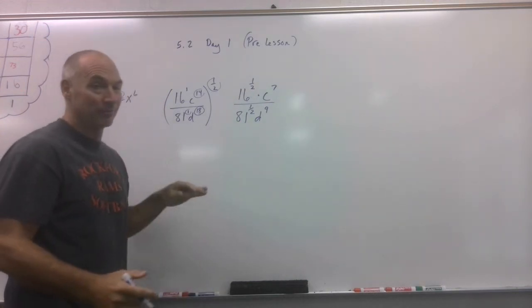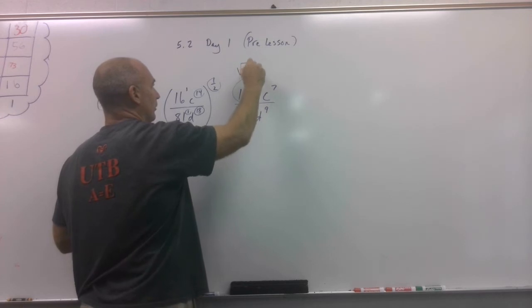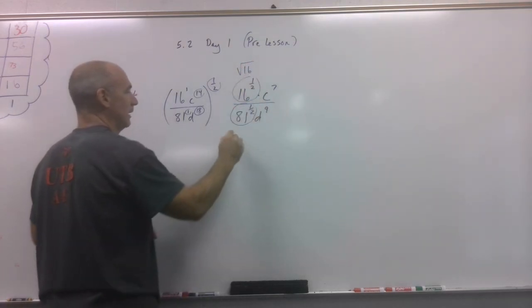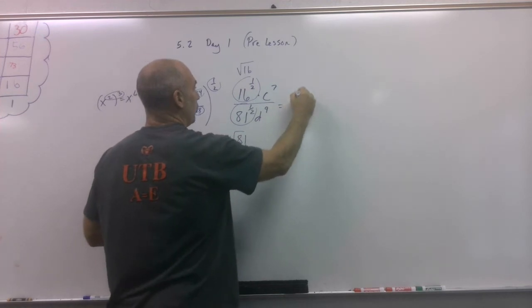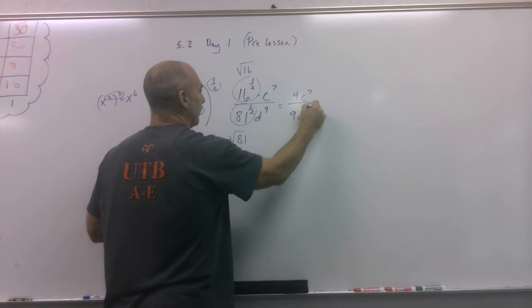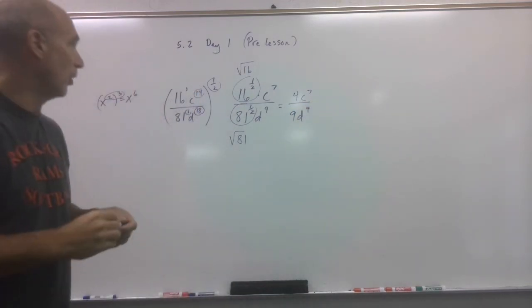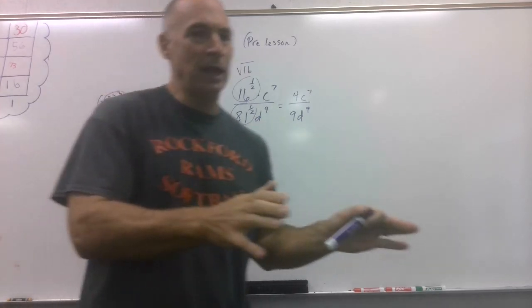Am I done? Well, you should be recognizing that that's the same thing as the square root of 16, and that's the same thing as the square root of 81. So to simplify this, I get 4c to the 7th over 9d to the 9th. So problems are getting messier. You got to know which rule to use, what rule not to use.